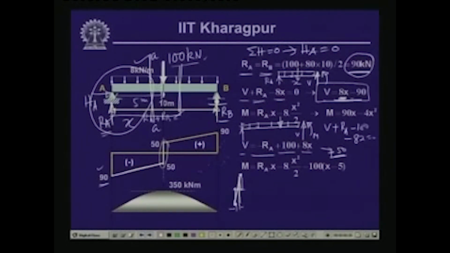And then if we compute the value of shear force at this end, where x is equal to 10 meter, in this particular expression if we substitute the value of x as 10 meter, then 8 times x is 80, so 180 minus 90 gives us a value of 90, which is the shear force at this end. So, it again varies linearly and comes down to this place.